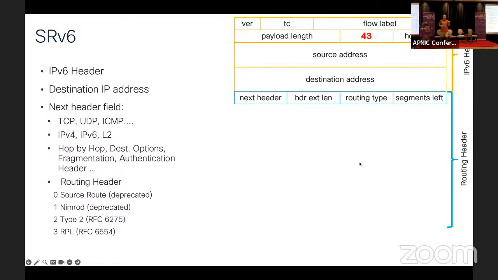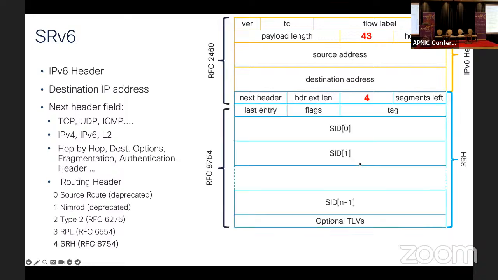So there was source routing, Nimrod. Type 2 is for mobility. RPL, I don't even have a clue what it is used for. And in segment routing, we put a new routing header type, and that's number 4. This is routing header type 4, and it means segment routing. Segment routing header, SRH. And the thing is, we put into the SRH a list of SIDs, segment IDs.